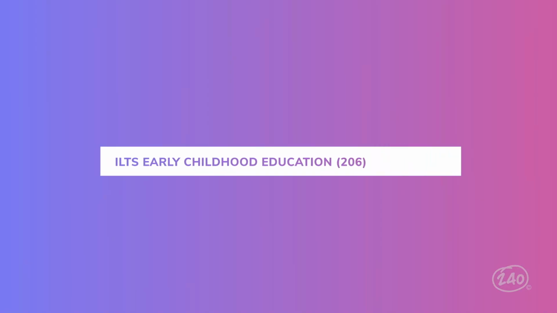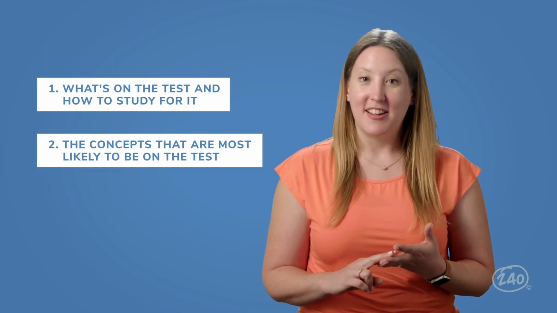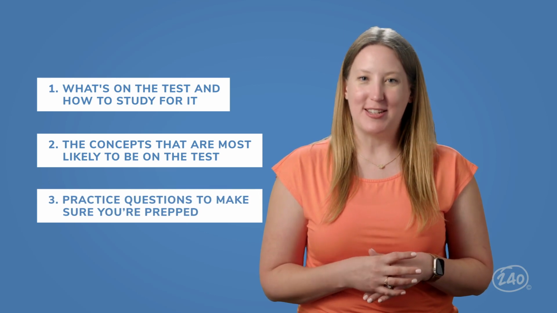This video is going to prepare you for the Illinois Early Childhood Education Exam. That's test code number 206. And this test is for anyone who wants to teach infants through second graders in the state of Illinois. This video is going to cover 3 things: what's on the test and how it's laid out, the most important concepts to master, and we're going to look at a few practice questions.